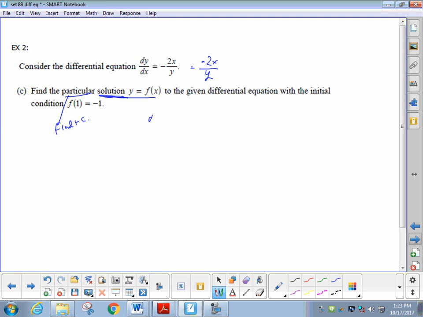So, what's the first thing I should do? Separate the variables. When I separate the variables, what do I get? Y dy equals negative 2x dx. Okay? At that stage, then I want to integrate. So I'm going to integrate both sides. The left-hand integral, or antiderivative rather, is 1/2 y squared, and the right hand, negative x squared plus c. It's recommended, and just easier to do, if you use the initial condition right away.